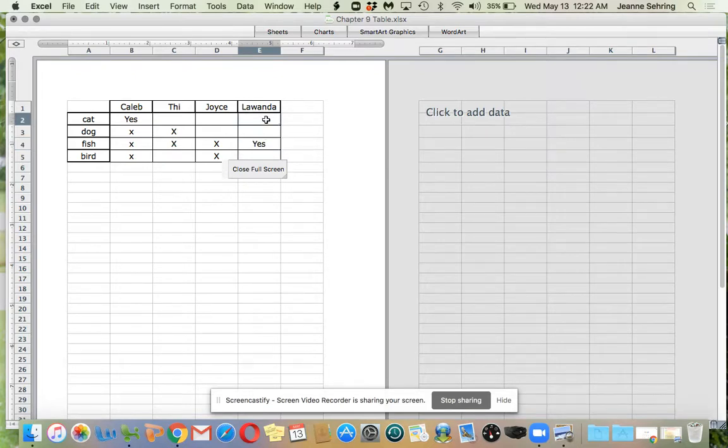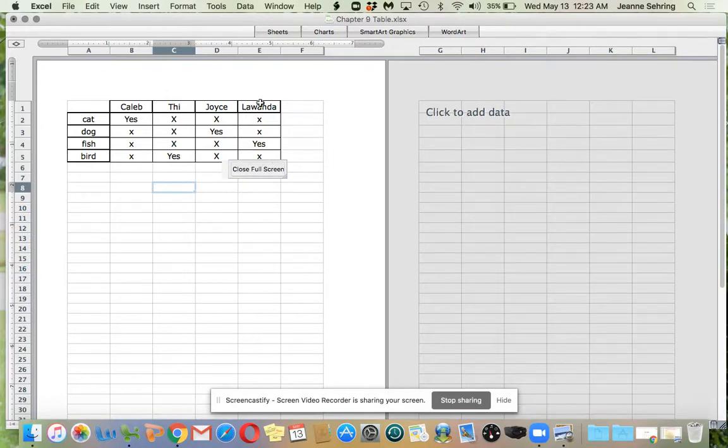And if she has a fish, then she doesn't have a cat, she doesn't have a dog, and she doesn't have a bird. All right, so then if that is true, then look here. Caleb doesn't have a dog, Ty doesn't have a dog, Lawanda doesn't have a dog, then Joyce has to be the one that has a dog, which means she doesn't have a cat or a fish or a bird. We already knew that. And if that is the case, then Caleb has the cat, Joyce has the dog, Lawanda has the fish, so Ty must be the one that has the bird because he's the only one that doesn't have a pet, and that's the only pet that isn't claimed.